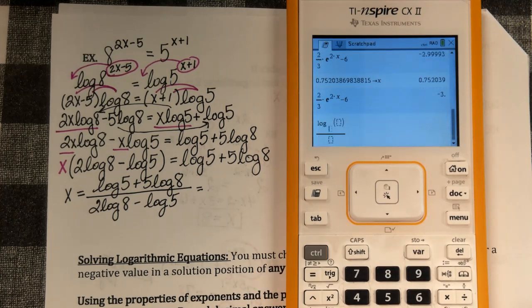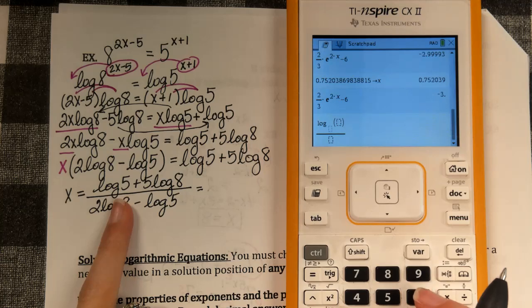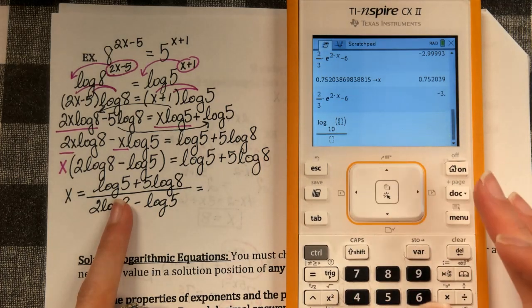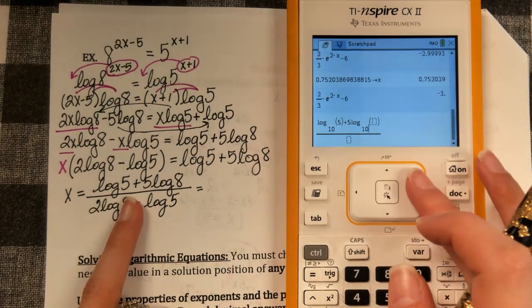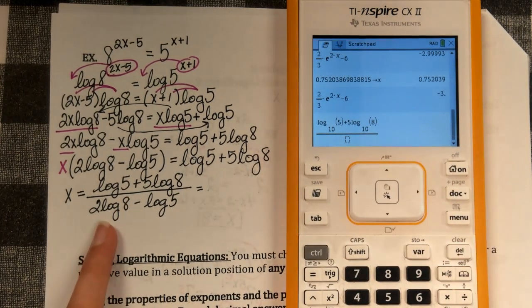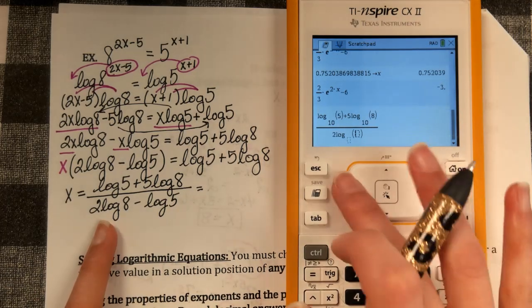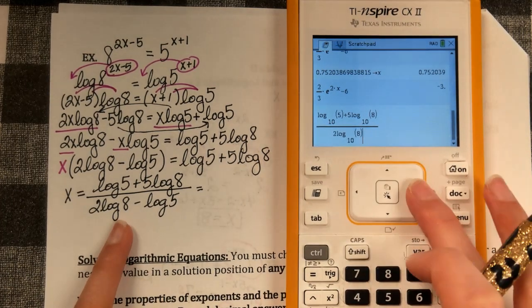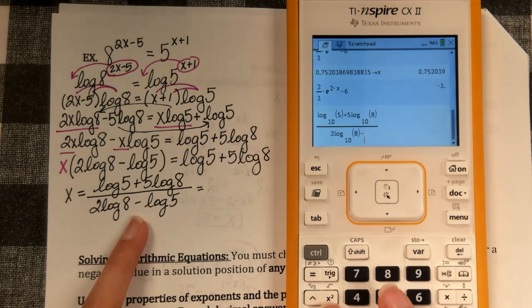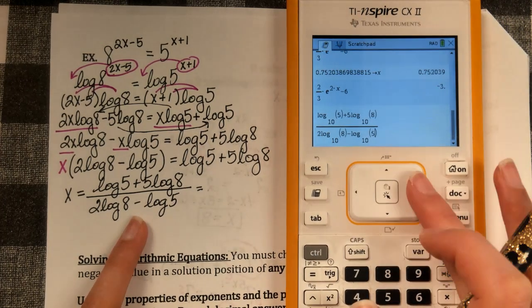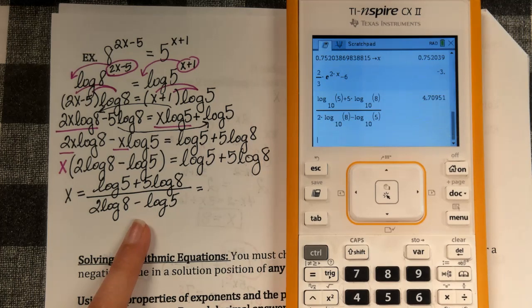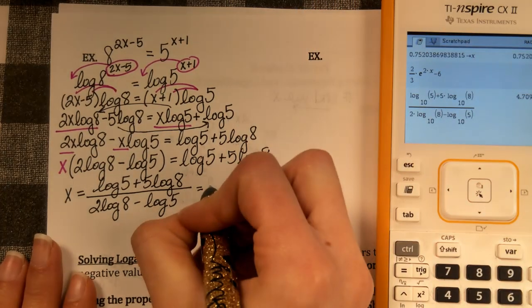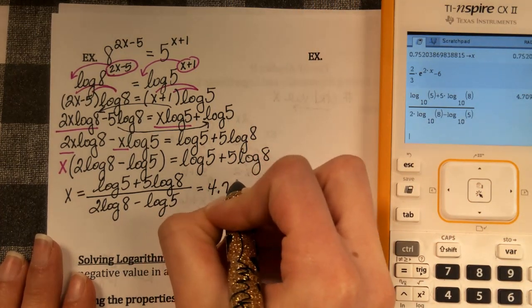When you do the log, you just have to know your common log has a base of 10. So you have log base 10 of 5 plus 5 log base 10 of 8, divided by 2 log base 10 of 8 minus my log base 10 of 5. You just have to be very careful when you type 10. That's going to give me that rounded decimal. So that is 4.7095.